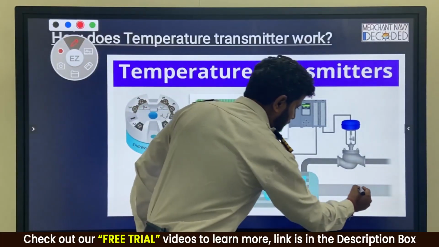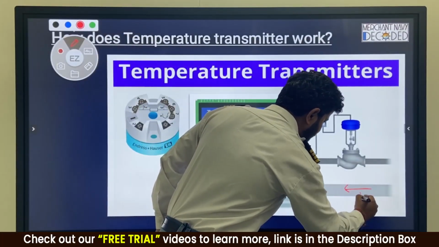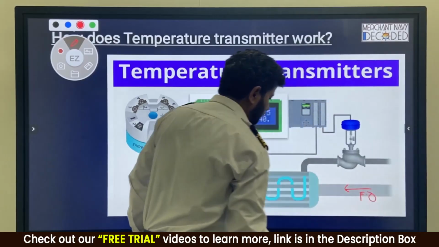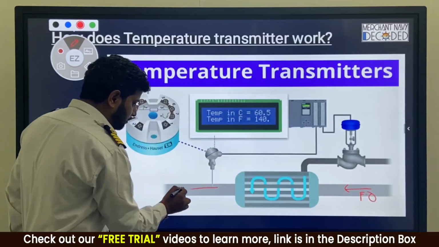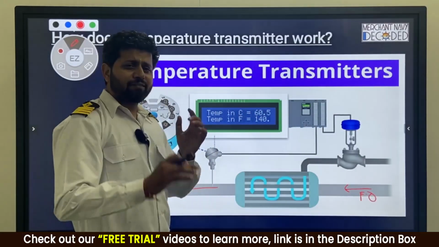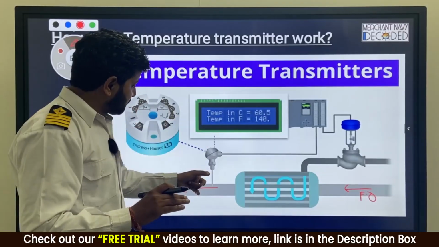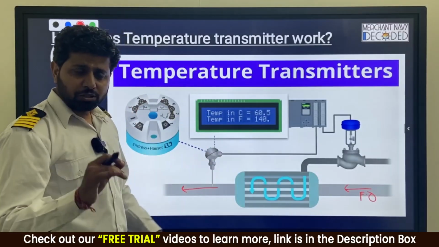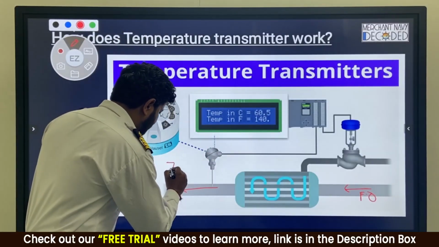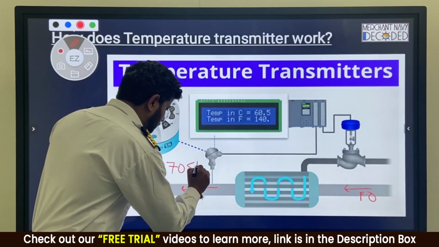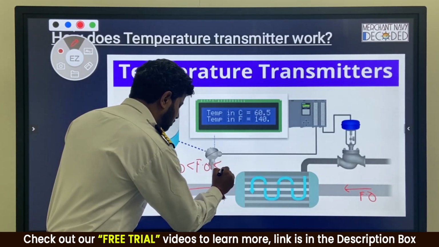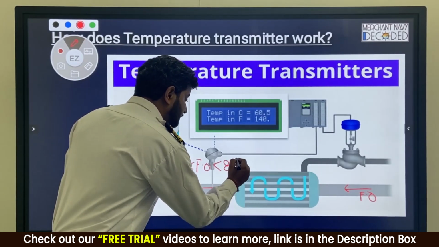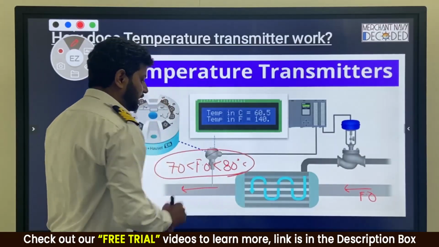So this is fuel oil flowing over here. This fuel oil is going over and coming out. In automation, I want the fuel oil which is coming out to not get a temperature less than 70 and not more than 80 degrees centigrade. I have explained this earlier also, but I'll do it again.